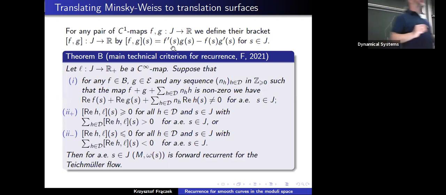But the next result is even more horrible. This is the main technical criterion, and to present this technical criterion, I need two more ingredients. One of them is the following antisymmetric bracket, and the last one is the so-called reference function. And in this horrible theorem, we have two assumptions. The first assumption, which is the most horrible, says more or less that functions from B, E, and D are in a sense rationally independent. More formally, we consider an integer combination of this form, which is non-zero. Then we assume that the real part of this combination is non-zero at almost every point.